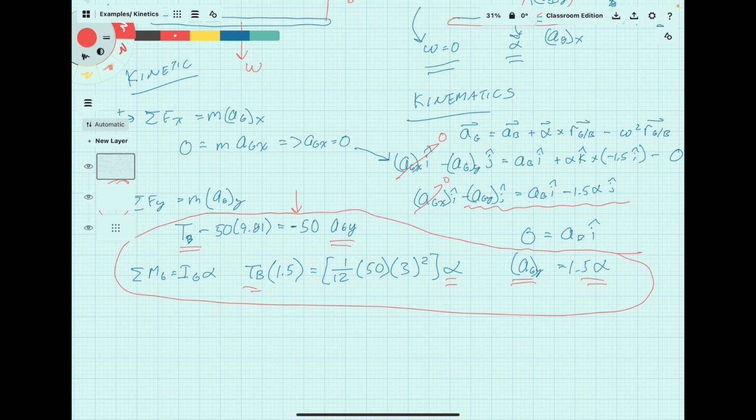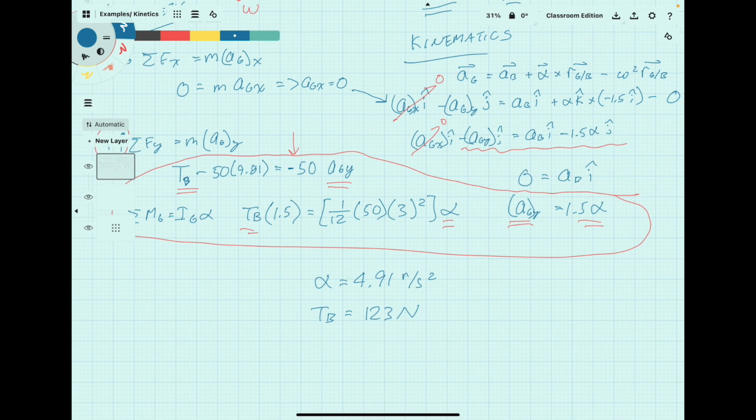And when we do that, as the last step, alpha comes out to be 4.91 radians per second squared. The tension in cable B is equal to 123 newtons. And the acceleration of the CG is only in the y direction, and it has a value of 7.36 meters per second squared.